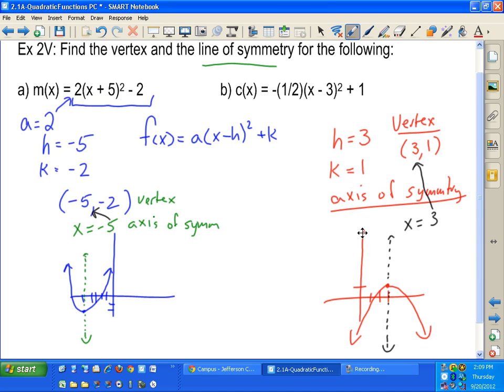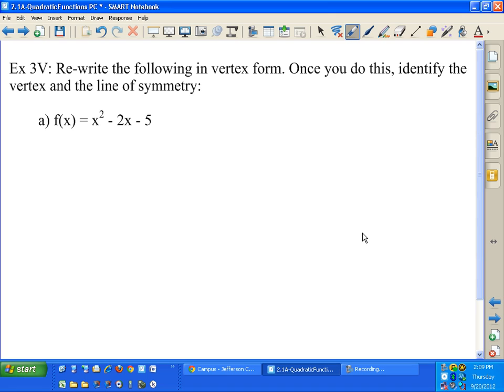So then we want to rewrite this equation in vertex form, and then we're going to identify the vertex and the axis of symmetry. In order to write it in vertex form, we have to do what we call complete the square.